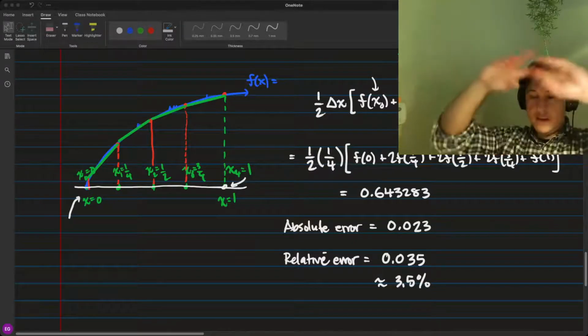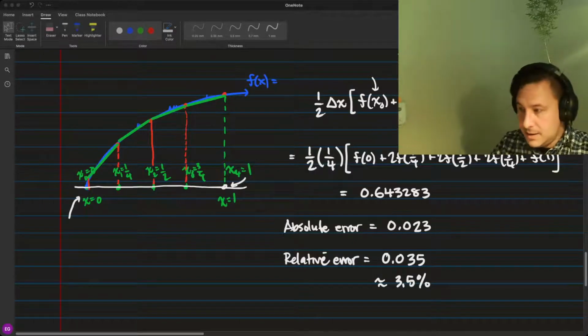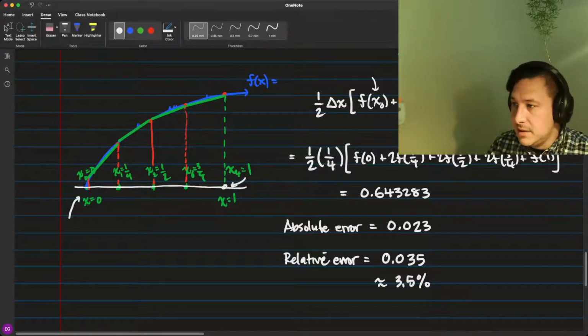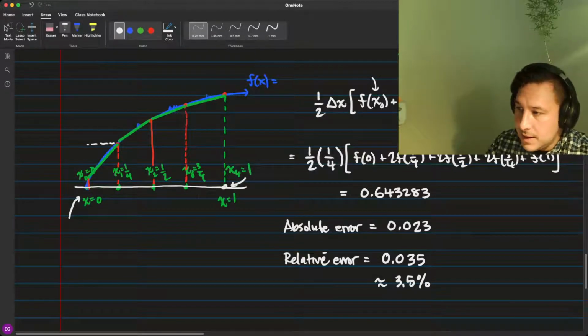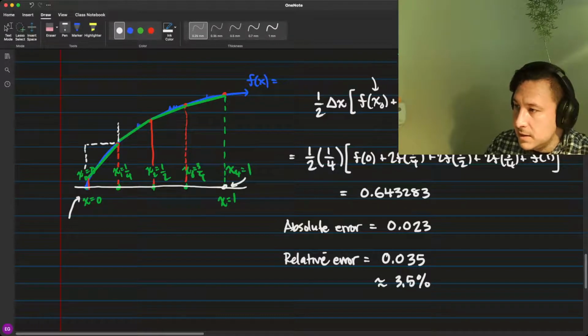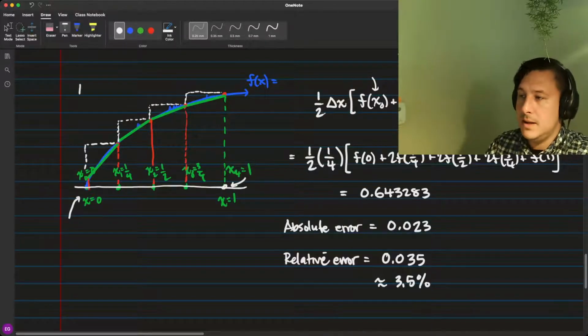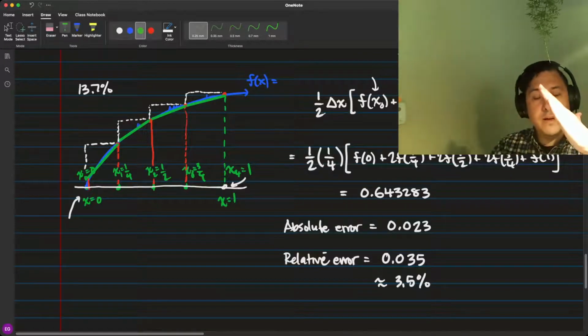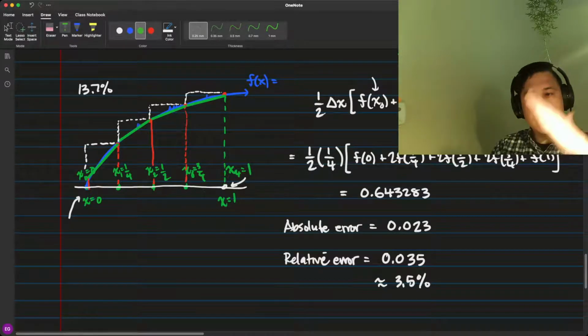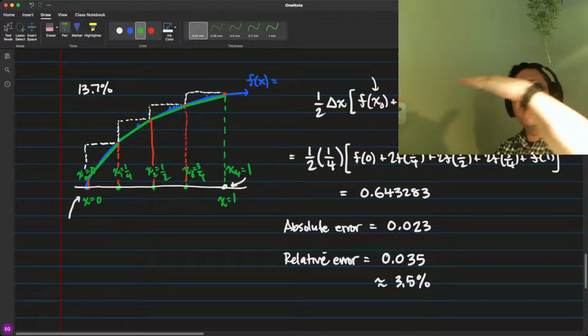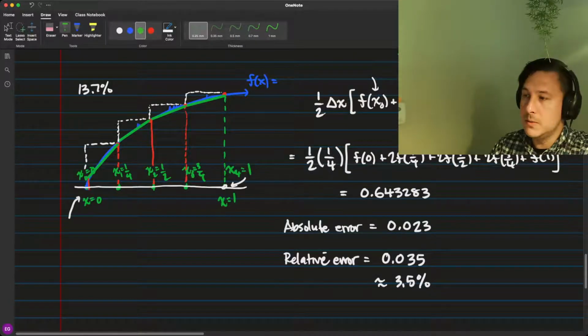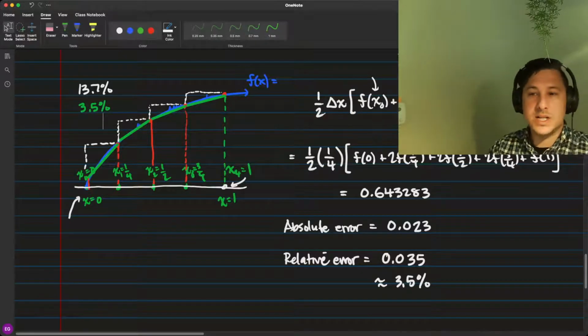Okay, so what does this mean? When you did the rectangles and you had all of that overestimate, so if you did the regular Riemann sum, it was off by 13.7%. But if you used trapezoids, which followed the square root, you were only off by 3.5%. Right, so that's actually a pretty dramatic increase.